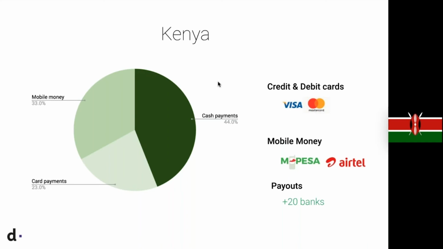The dominant card schemes are Visa and MasterCard. That's not to say there aren't other card schemes, but they are in very negligible numbers. And of course, there's M-Pesa from Safaricom and Airtel Money from Airtel.